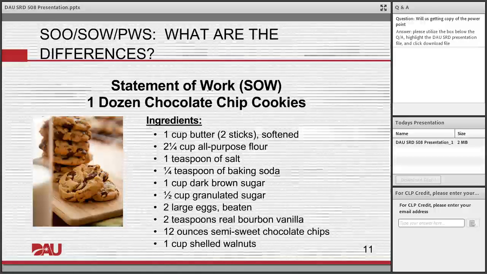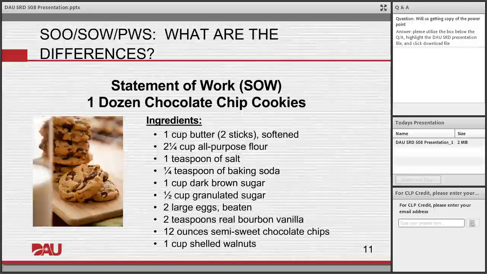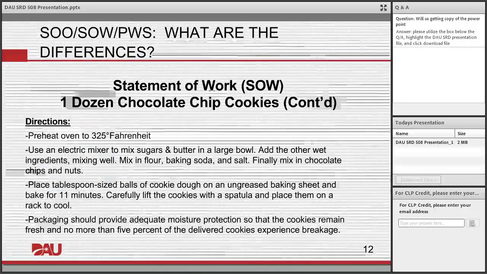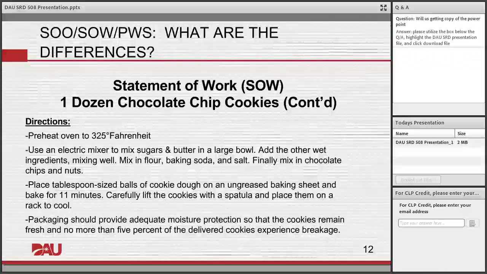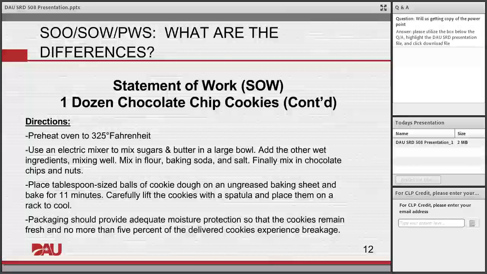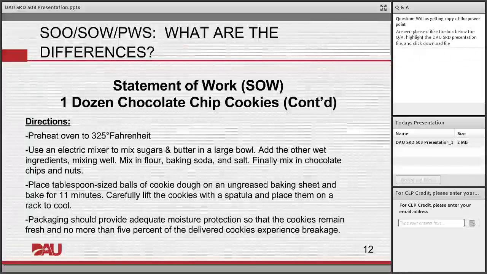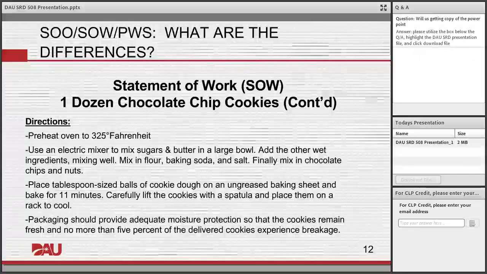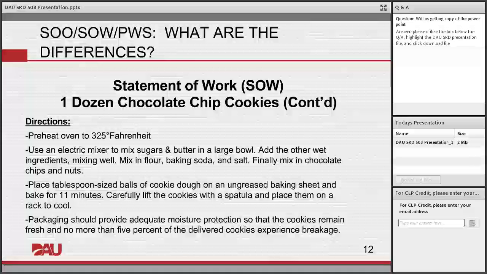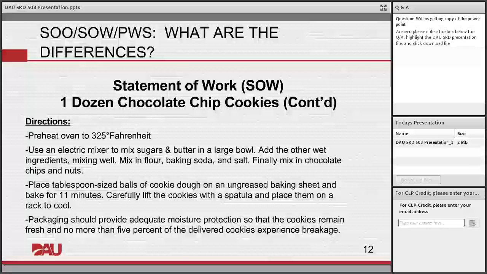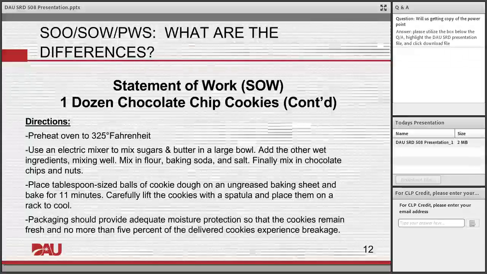I'm giving you the way that you are going to preheat the oven. I'm giving you the way you are going to use the mixer to mix the soft ingredients first and then add in the dry ingredients after that. I'm going to tell you the size of the cookie dough ball that you're supposed to put on the pan. I mean, you see how I have taken all of the guesswork on the offeror's part out of this requirement. Not only am I telling you what I want, I'm telling you how to make it or how to build it, or if it was a service, how to provide it, okay?